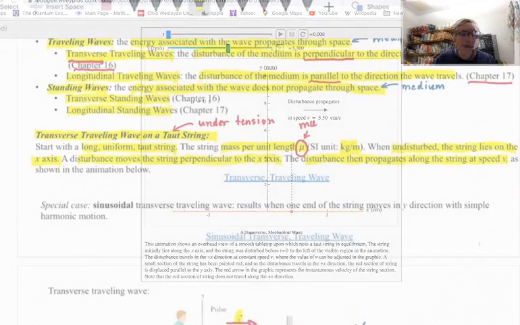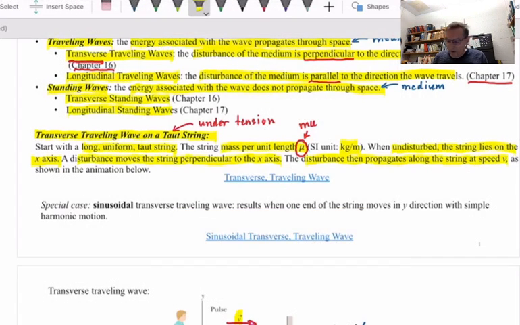Now let me go back to my notes. And now let me further specialize what we're going to study. A special case of a transverse traveling wave, what we call a sinusoidal transverse traveling wave. Yes, I know there's lots of terminology. But that's going to probably be the most important kind of wave for this chapter. A sinusoidal transverse traveling wave.